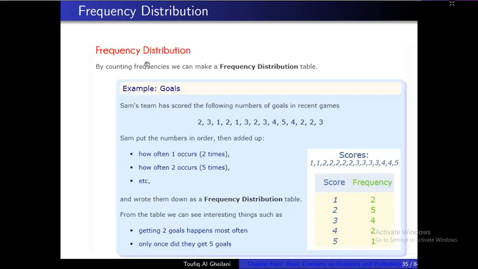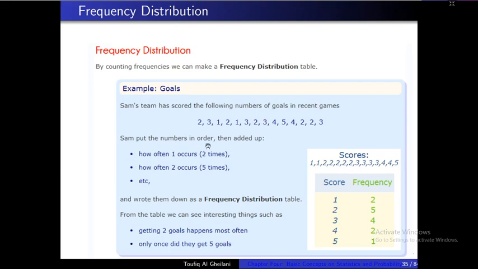Frequency distribution. By counting frequencies, we can make a frequency distribution table. Example, goals. Sam's team has scored the following numbers of goals in recent games. For example, on the first day, he got 2 goals. On the second day, he got 3 goals. On the third day, he got 1 goal, and so on.